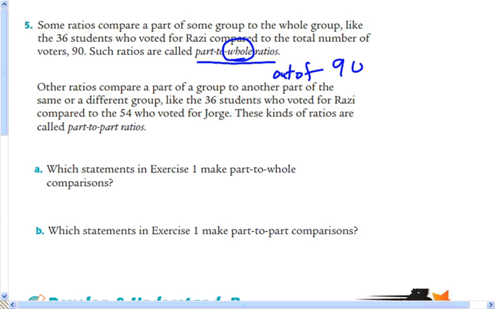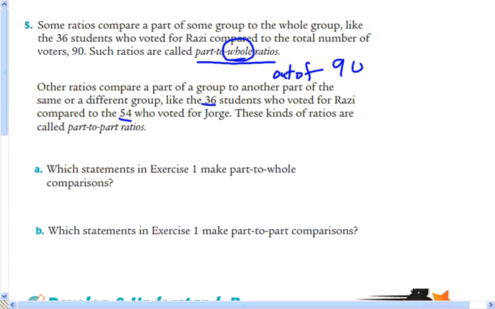Other ratios compare part of the group to another part of the group, like the 36 who voted for Razi compared to the 54 who voted for Jorge. So 54 is part of the total, and so is 36. Those are called part to part.